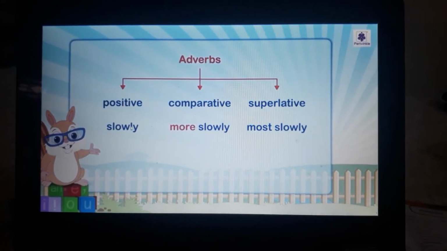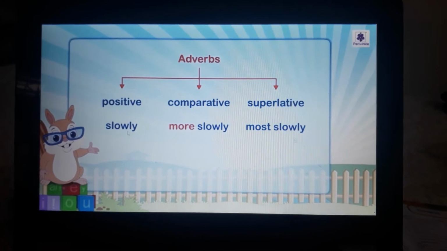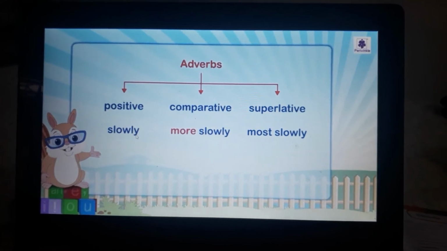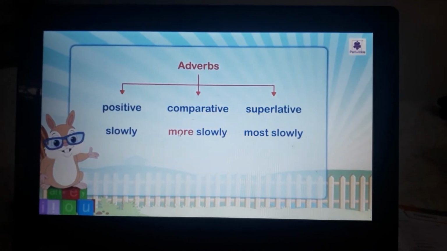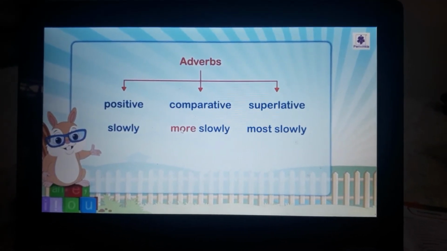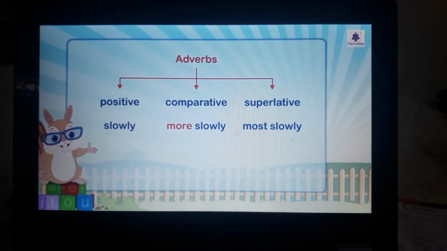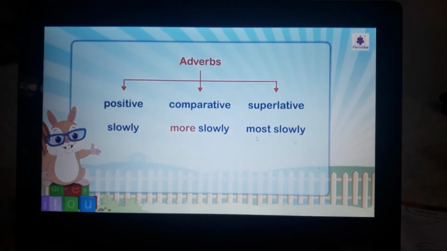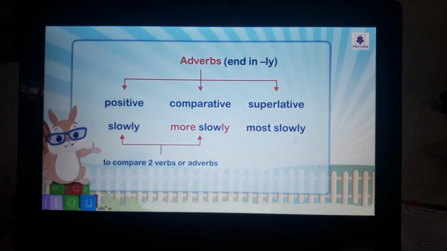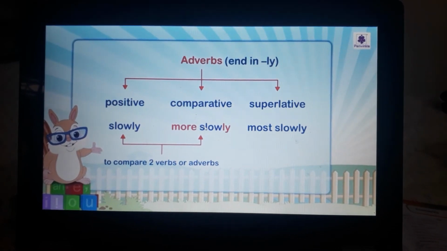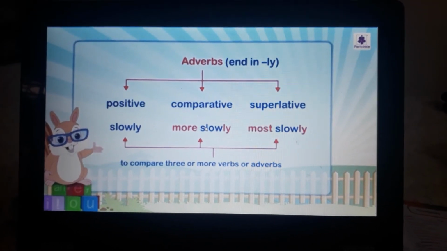As this word ends with ly, see, this ends with ly, so for this we can't use er or est in the comparative or in the superlative degree, okay. So what we will use? We will use more slowly and most slowly. Like to compare two verbs or adverbs, we use more slowly and most slowly, okay.